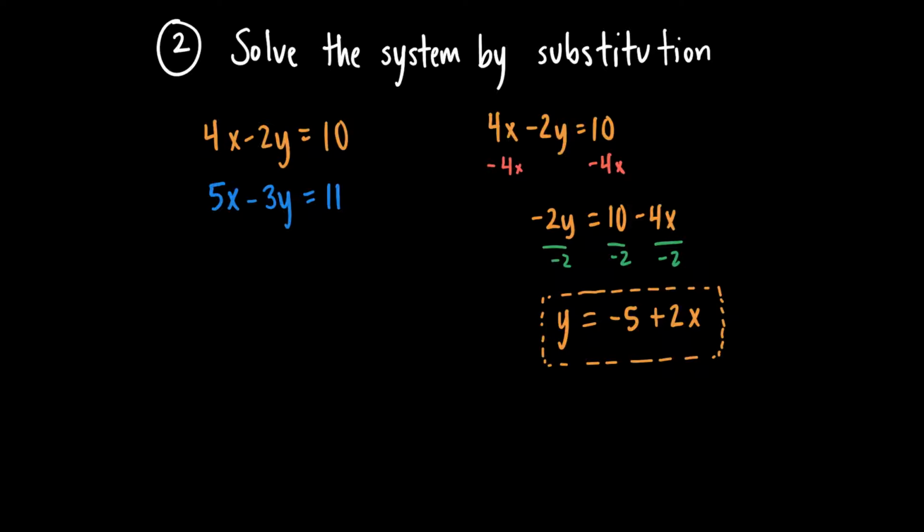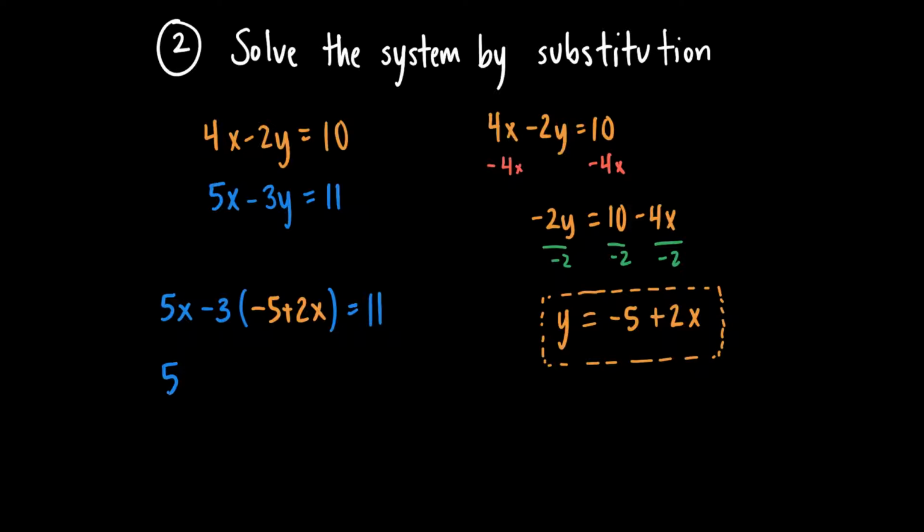All right, so let's do this. We're going to bring this blue equation down now. So we have 5x minus 3y, and we're going to fill in the y now. The y is negative 5 plus 2x. That's the y. So 5x minus 3 times y is equal to 11. So we bring the 11 down there.